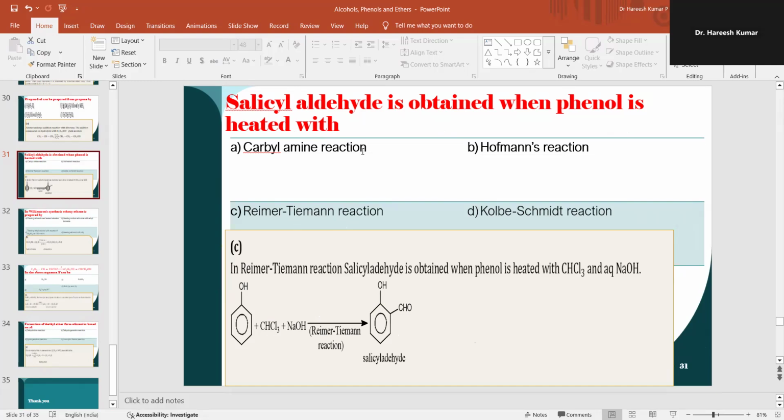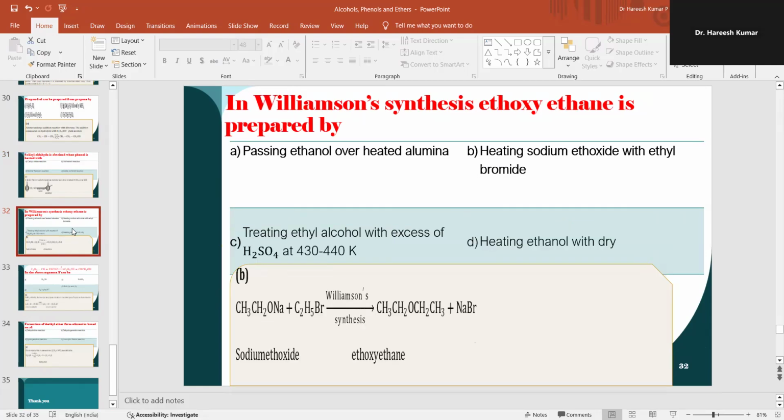This is not a carbylamine reaction. Carbylamine reaction is related to isocyanide formation. Hoffmann reaction is related to conversion of amide to amine. Kolbe-Schmitt is also not related to salicylaldehyde formation. Let's take one more reaction.